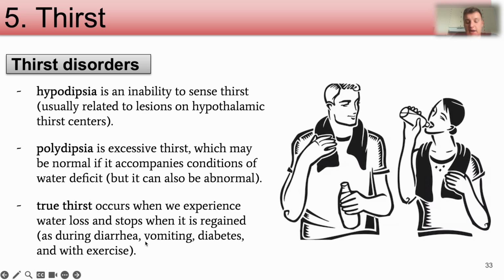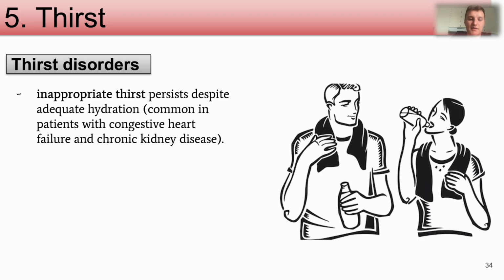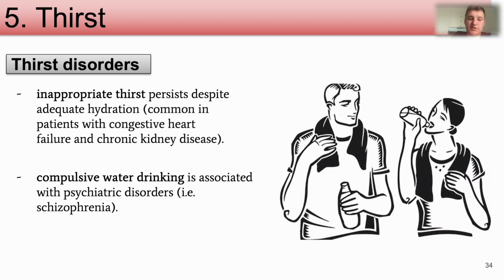As during diarrhea, vomiting, diabetes, and with exercise. Okay, so there's these disorders, and then there's actual thirst, which is normal. Inappropriate thirst persists despite adequate hydration and is common in patients with congestive heart failure, chronic kidney disease, and compulsive water drinking is associated with many psychiatric conditions, let's say schizophrenia, okay?